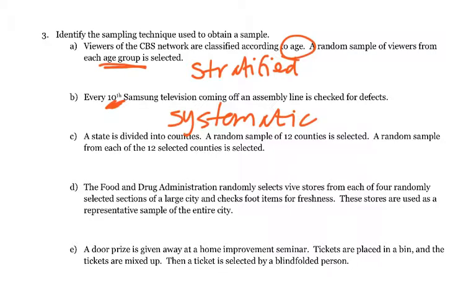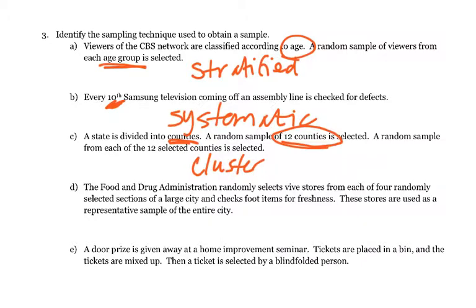A state is divided into counties. A random sample of 12 counties is selected. A random sample from each of the 12 selected counties is selected. That's very redundant, I apologize. But essentially, these counties represent a cluster, and 12 clusters are selected. This is cluster sampling.